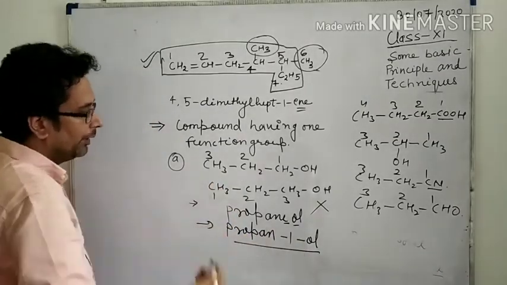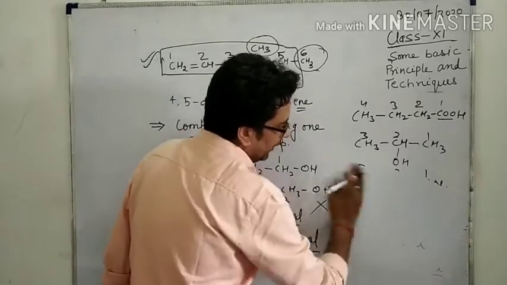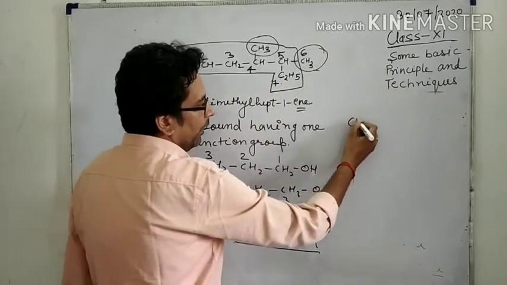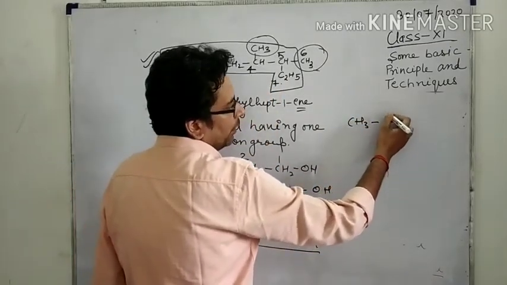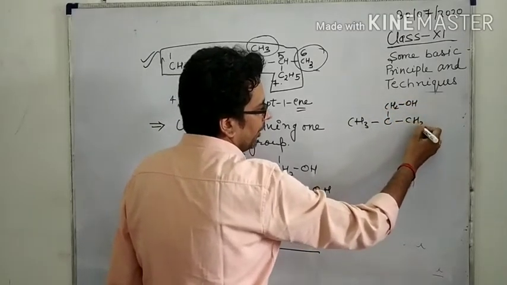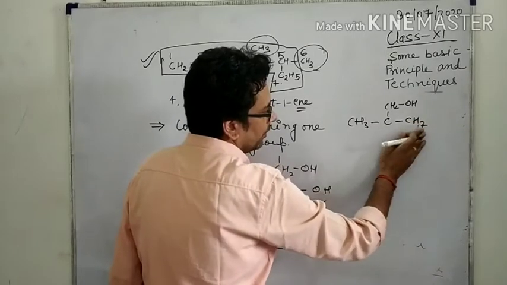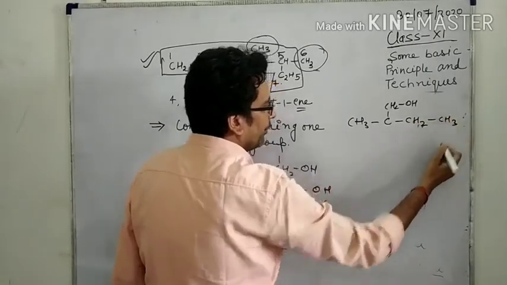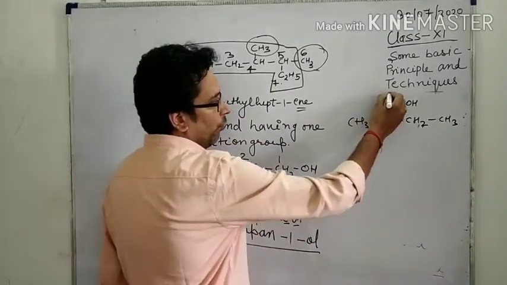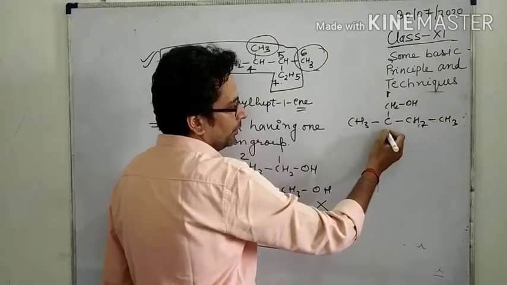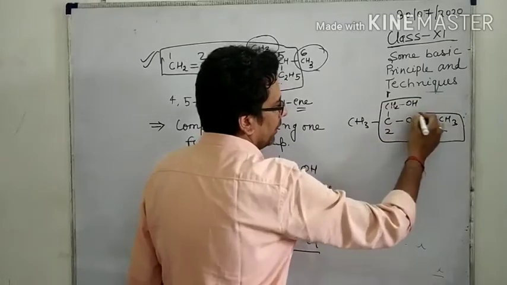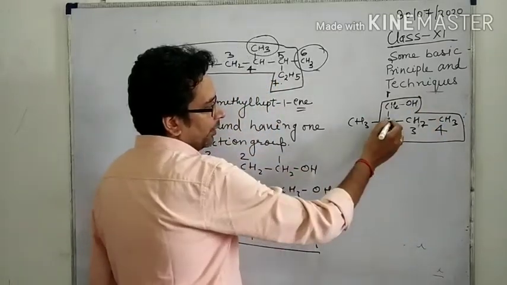Okay, now next I am going to discuss some more examples. CH3, CH2, OH, CH2, CH3. Which one is the longest carbon chain? Look here, 1, 2, 3 and 4. This one is the longest chain. So what is the name?